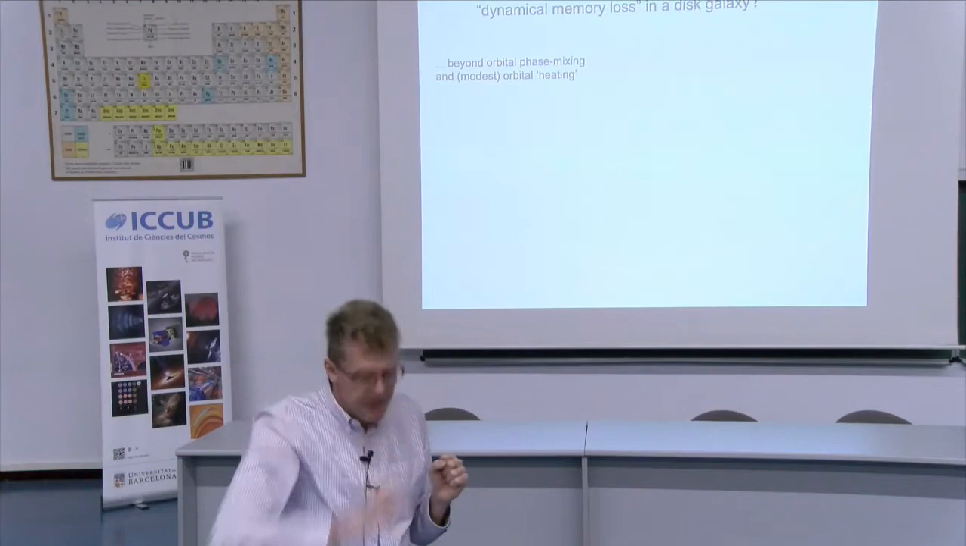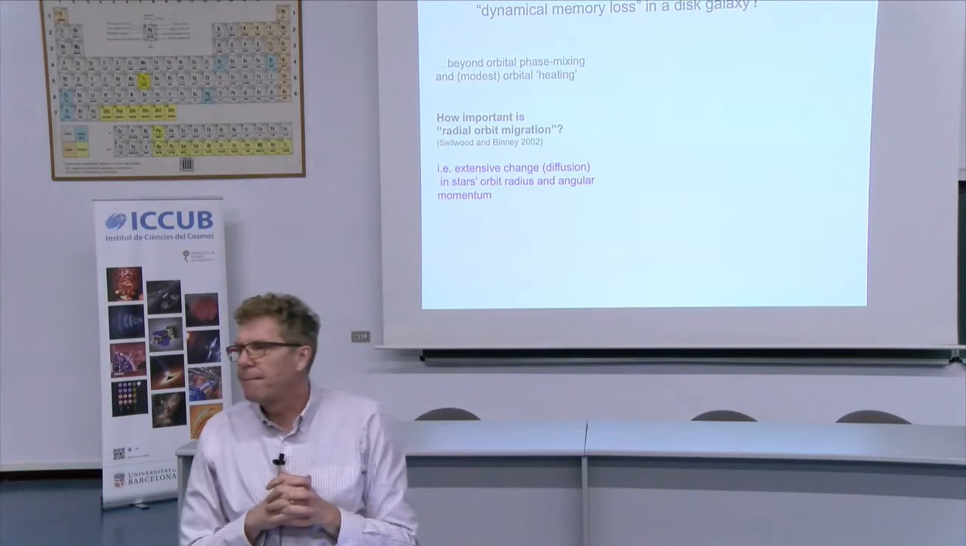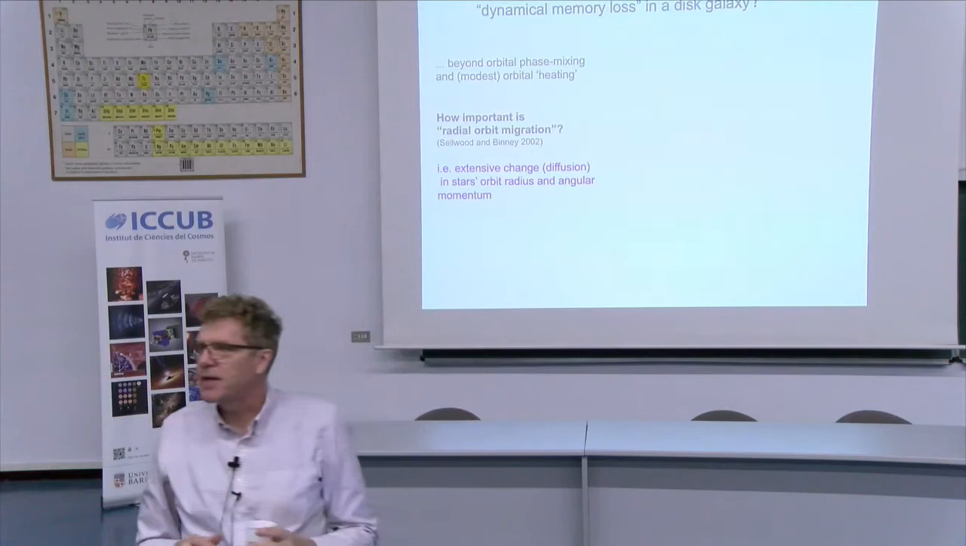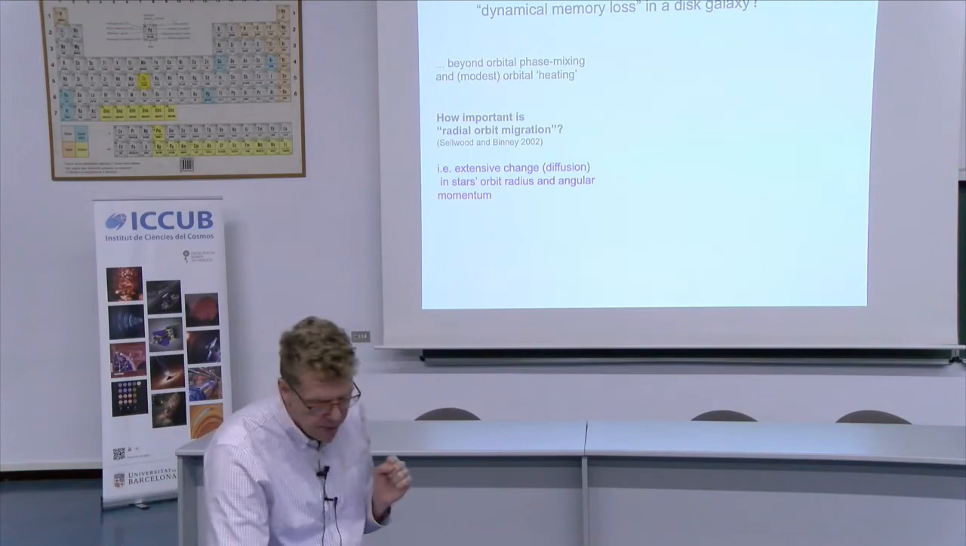Now, about 15 years ago, Jerry Sellwood and James Binney said that actually, even though our Milky Way is approximately axisymmetric, angular momentum is not even an approximately conserved quantity. In a process they dubbed radial orbit migration, they said there should be extensive diffusion of angular momentum.